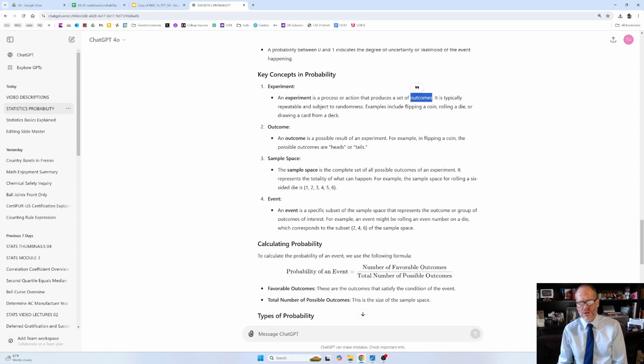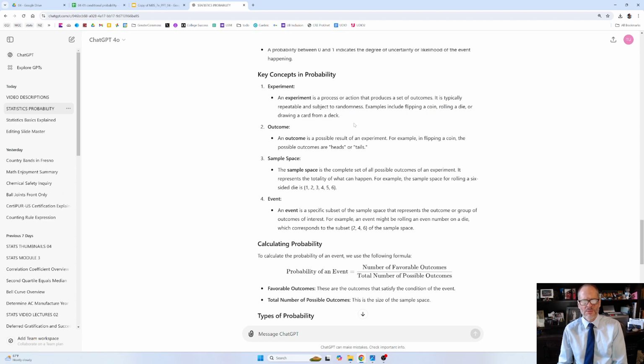And the outcome of rolling a dice is that I'm going to get 1, 2, 3, 4, 5, or 6. I'm going to get one of those numbers, one of those sides. The outcome of the experiment of flipping a coin will be either heads or tails. An experiment is typically repeatable and it's subject to randomness. Examples include flipping a coin, rolling a die, or drawing a card from a deck.